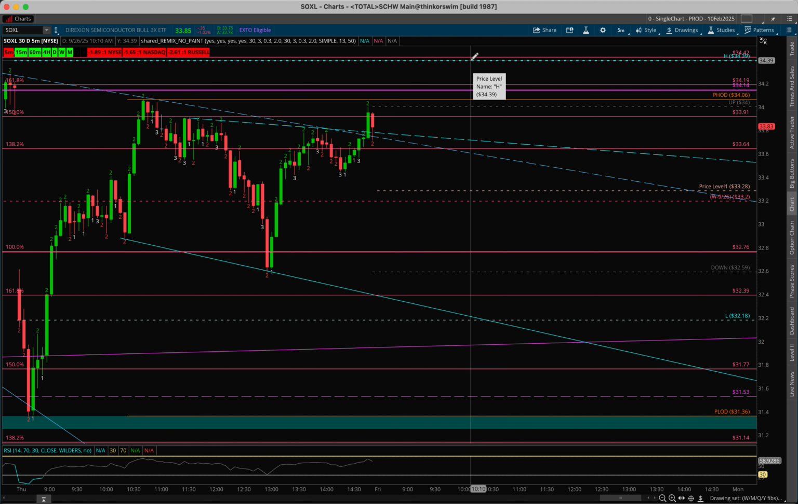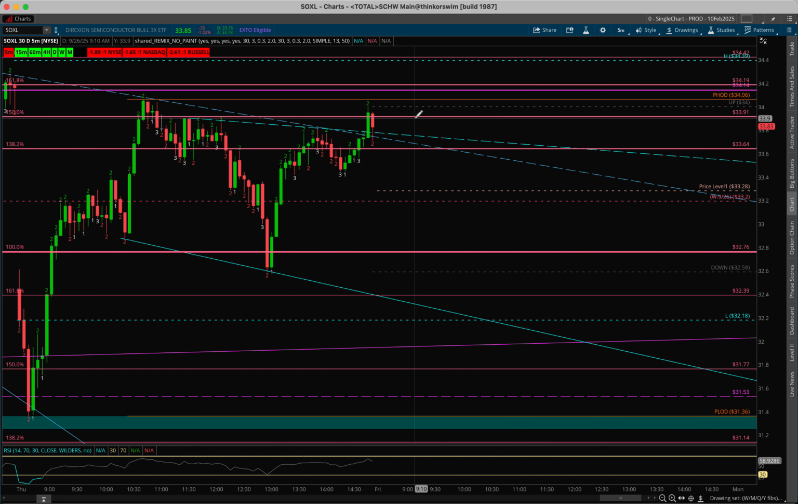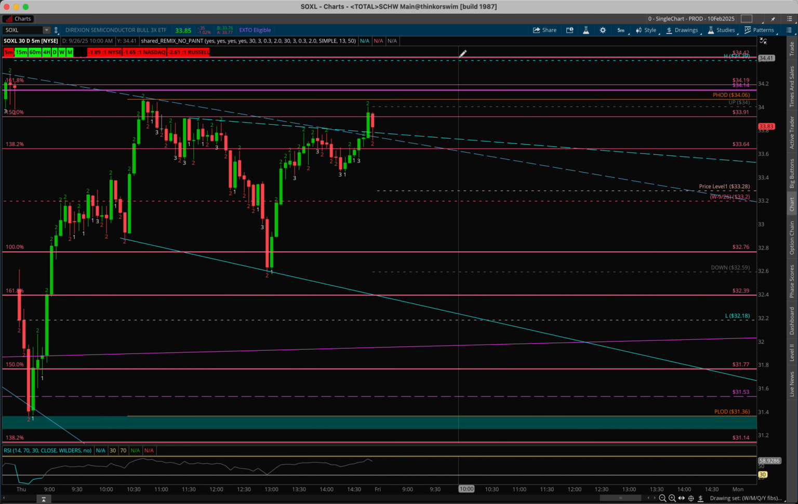Now, whether you exit your full position there is up to you. You can leave some runners. You can continue for further targets that you may have. We'll go over our intraday targets and our swing targets here in a second. But from a pure scalping perspective, we want to look for higher lows above opening print, and we want to target previous high of day and overnight high.